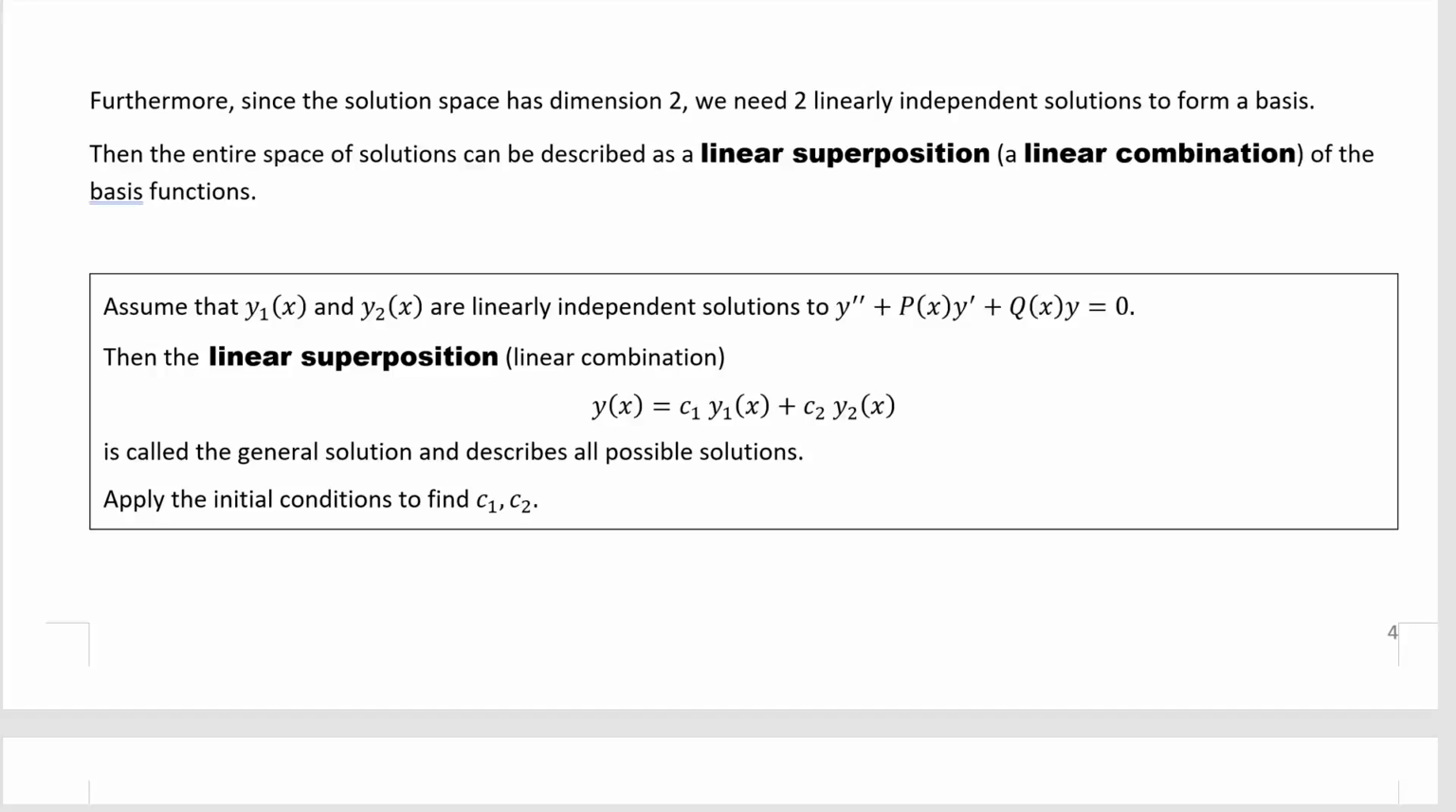So here c1 and c2 are real numbers. This linear combination is called the general solution of the homogeneous equation, and it describes all possible solutions. We can also apply the initial condition to find the constants.